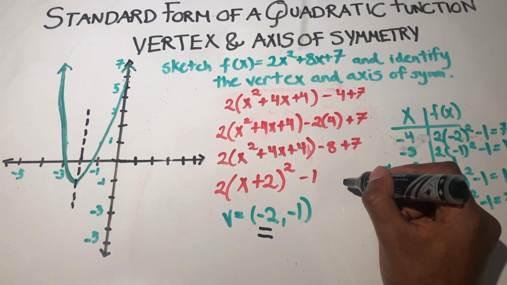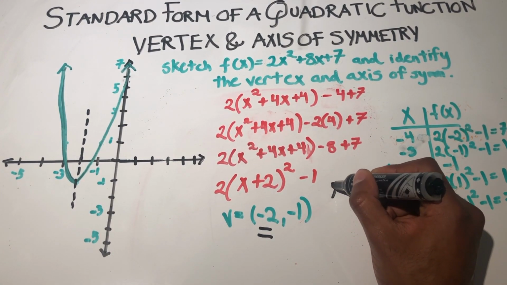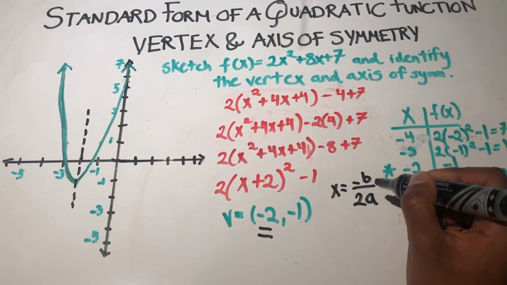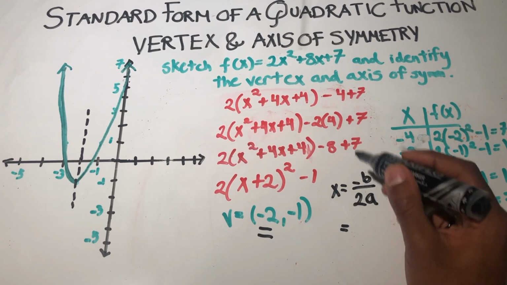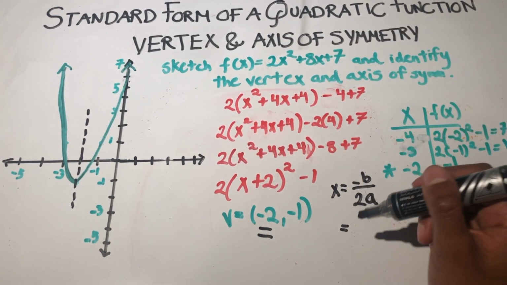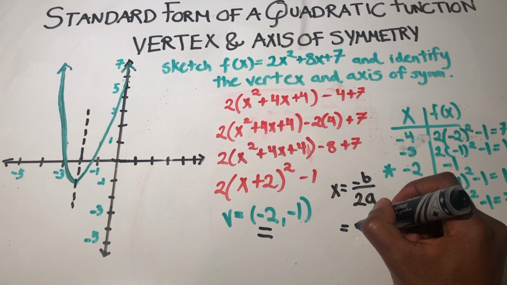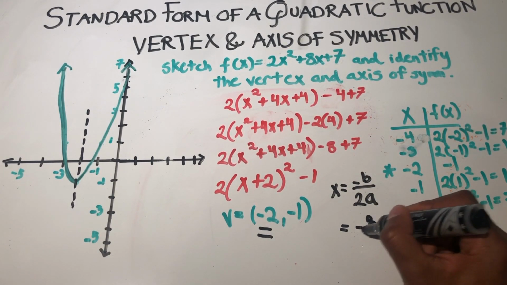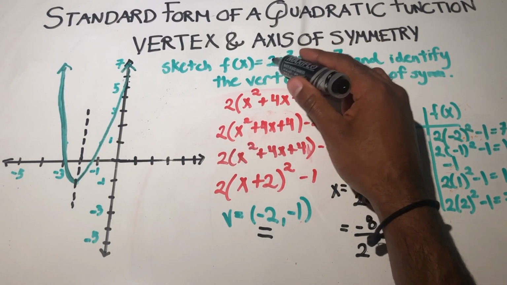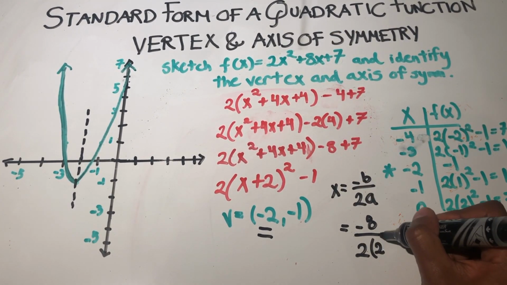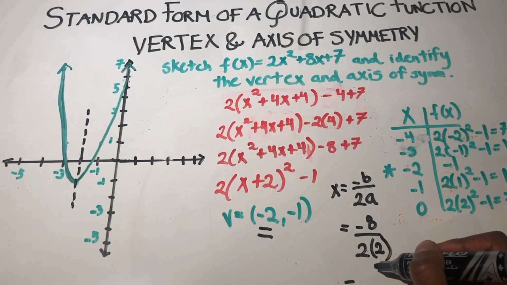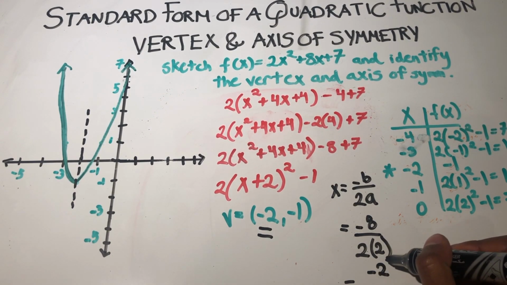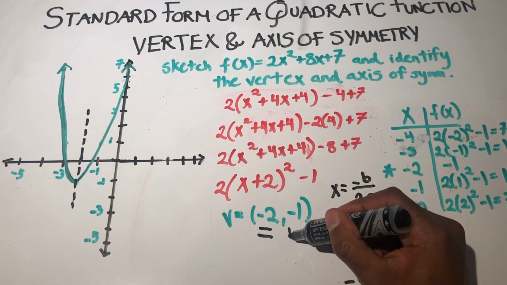Remember our formula to find the x coordinate of the vertex. x is equal to -b over 2a. If we were to apply this formula, we have to look at our original equation. We have -b, which is -8, over 2 times a. a is just 2. So -8 over 4 is -2, which is exactly what we have here.